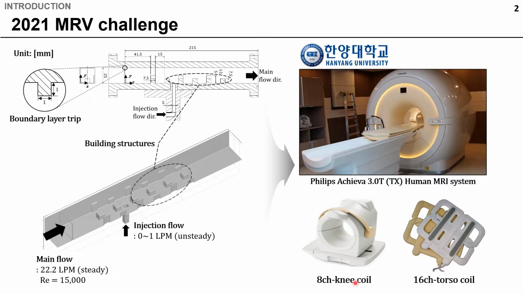One is an 8-channel knit coil. The other one is a 16-channel torus coil. This is because we normally use the 8-channel knit coils for our experiments, but depending on the size of the FOV, it is necessary to use the 16-channel torus coil instead of the 8-channel knit coil. So we want to compare the performance between these two coils.